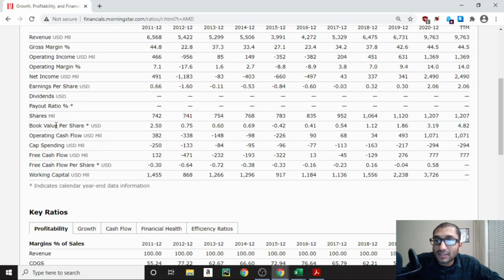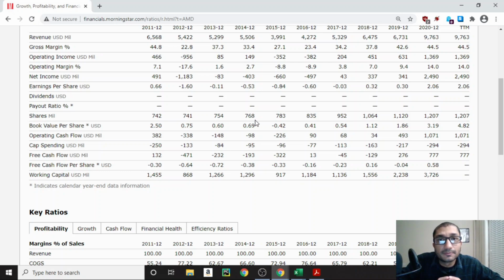After that, looking at the shares outstanding, back in 2011, AMD had 742 million shares outstanding, and for the year 2020, it had about 1,207 million shares outstanding. Ideally, we want to invest in companies whose shares outstanding number is going down. In other words, we want to invest in companies that are buying back their shares because that increases the existing shareholders' ownership within the company. However, that is not the case with AMD. As we can see, AMD has been issuing more shares every year since 2012, and this dilutes the existing shareholders' ownership within the company.